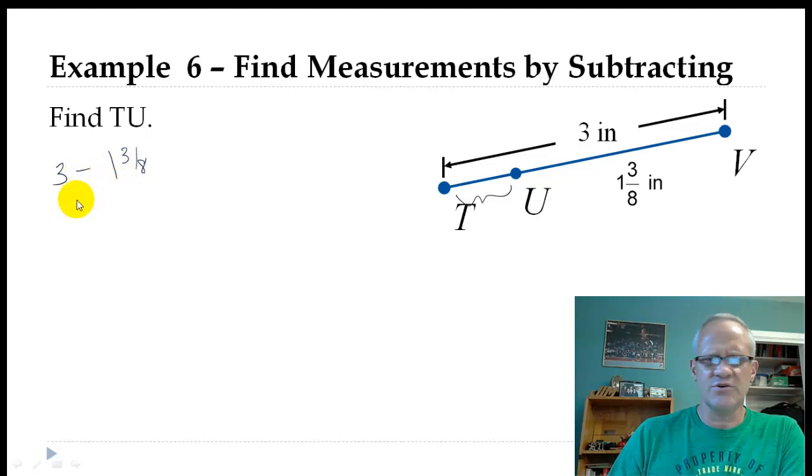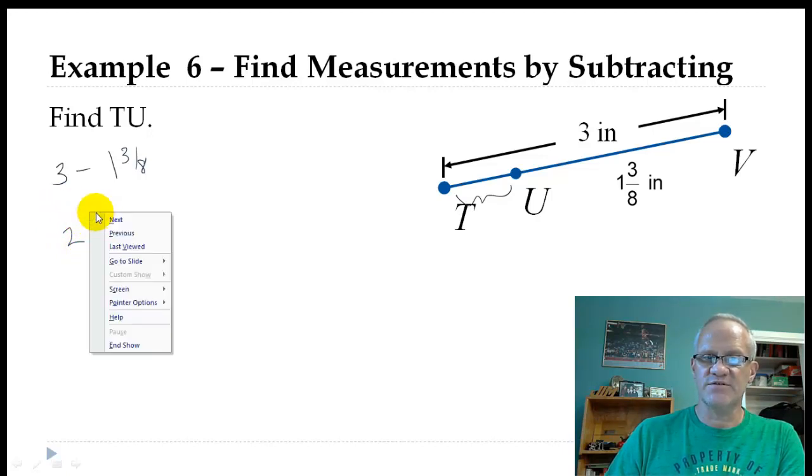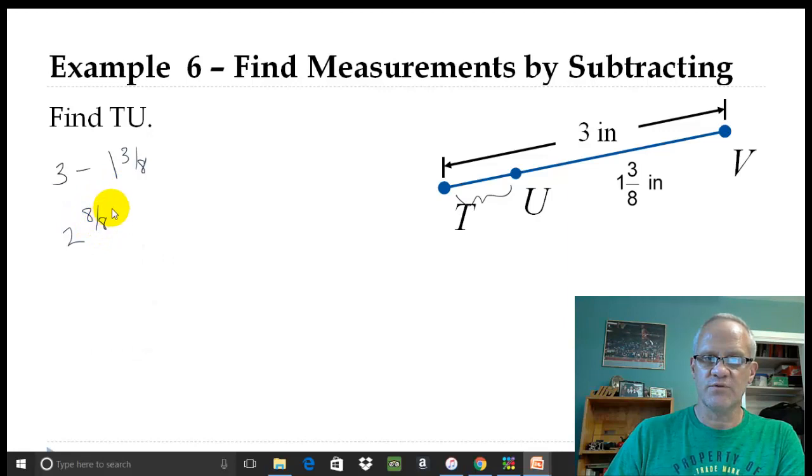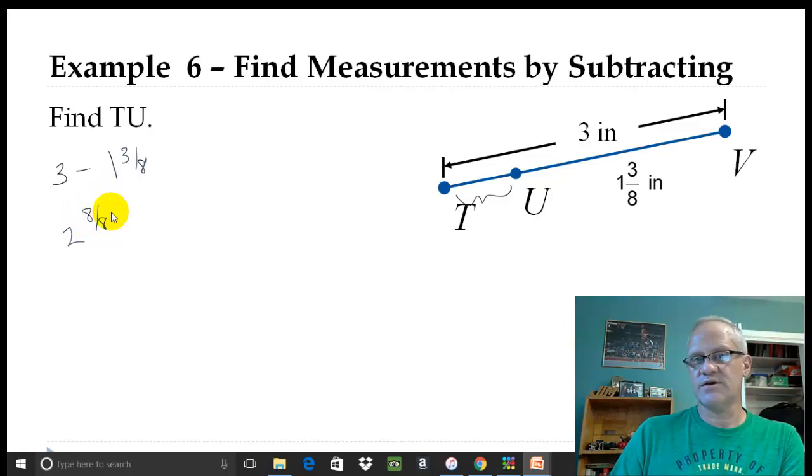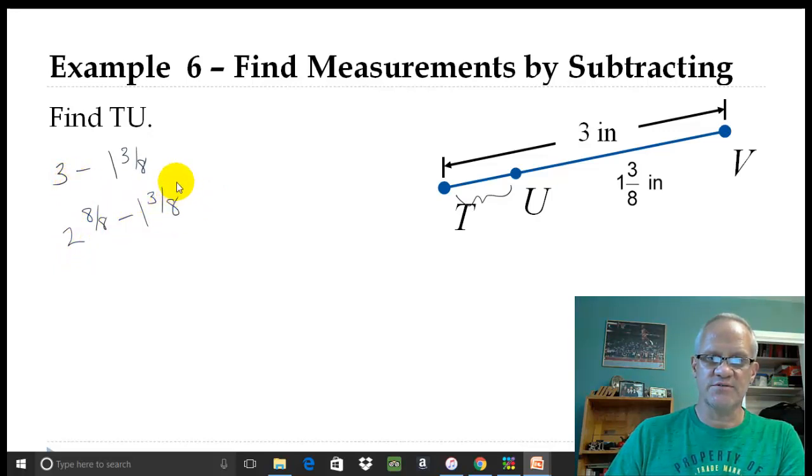But let's do this. Let me just show you kind of what I did before in reverse. 3, think about 3. Could we rewrite 3 to be 2, and then what's left? We still have 1 left if we use 2, right? Well, if I think about it as 8, it would be 2 8/8, right? So this is 2 plus 1 more would be 3. And then if I think of it that way, then minus 1 and 3/8. Now what could I do? 2 minus 1 is 1. And 8 minus 3 is 5. So 5/8.